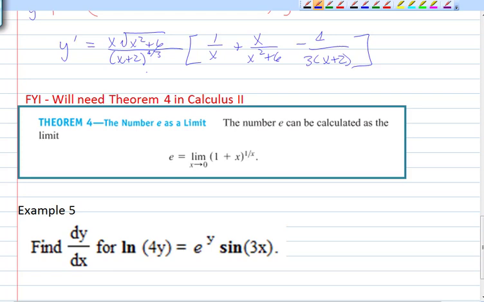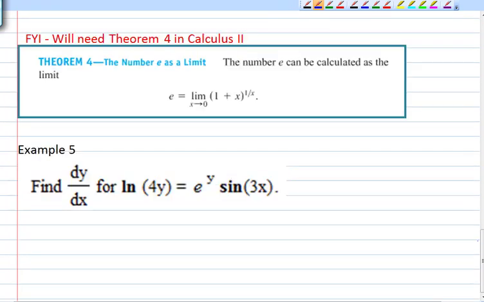This is the definition, the limit definition of the number e. Find dy dx. All right, let's go for it. This is an implicit differentiation problem. The outside function is the log, and the derivative of a natural log is the derivative of the argument over the argument. The derivative of 4y is 4. I'm going to put y prime. Are y'all okay with that? Instead of dy dx, I'm just tired of writing the dy dx.